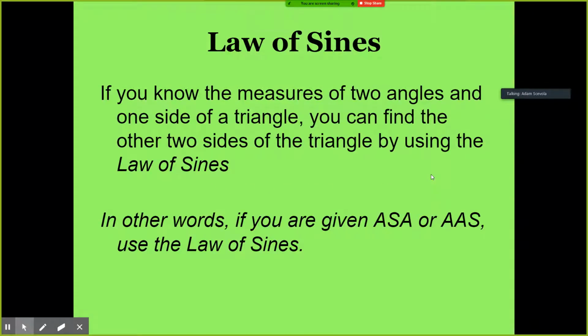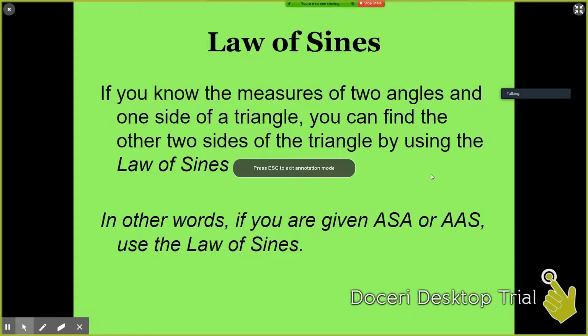So if you know the measure of two angles and one side of a triangle, you could find the other two sides of the triangle by using the law of sines. So in other words, what I just said before, if you're given ASA or AAS, use the law of sines. People are probably writing that down. When you have access to these notes, I'll give you like 20 seconds to write that down.